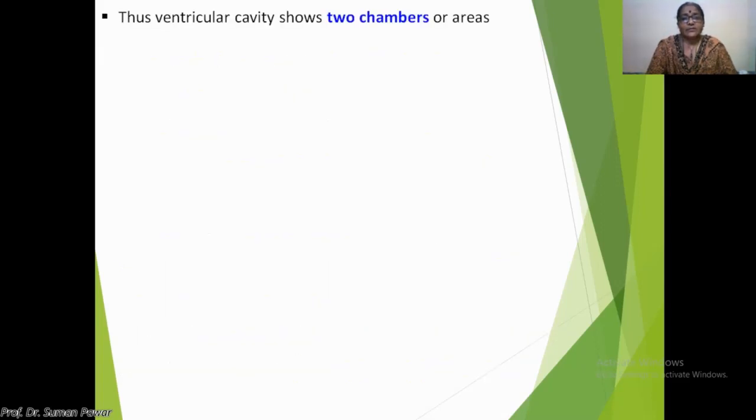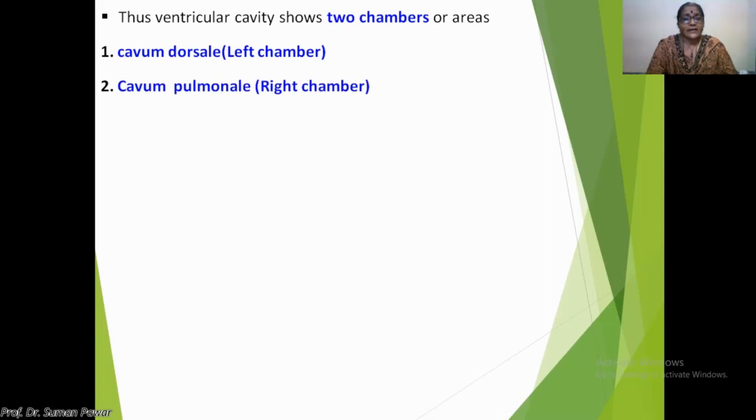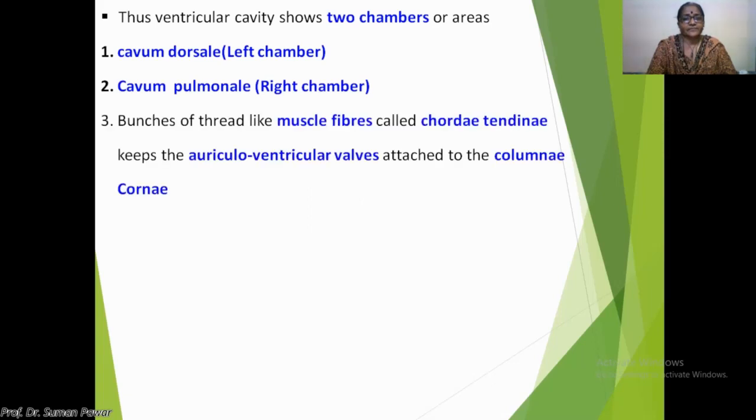Thus, the ventricular cavity shows two chambers or areas. The first chamber is the cavum dorsale, which is the left chamber, and the other is the cavum pulmonale, which is the right chamber. The bunches of thread-like muscle fibers are the chordae tendineae, which are associated with the auriculoventricular valves and remain attached with the columnae carneae, thus responsible for opening and closing of these valves.